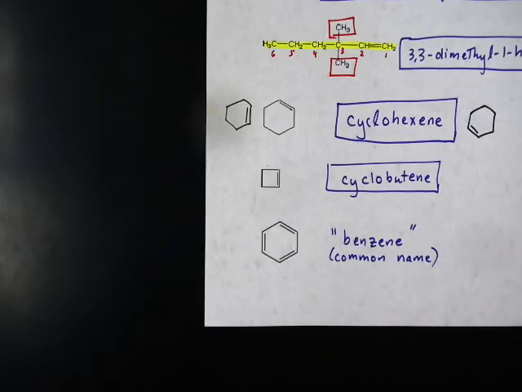Give yourself some additional practice until you feel comfortable naming these alkenes, branched and unbranched, cyclic and acyclic.